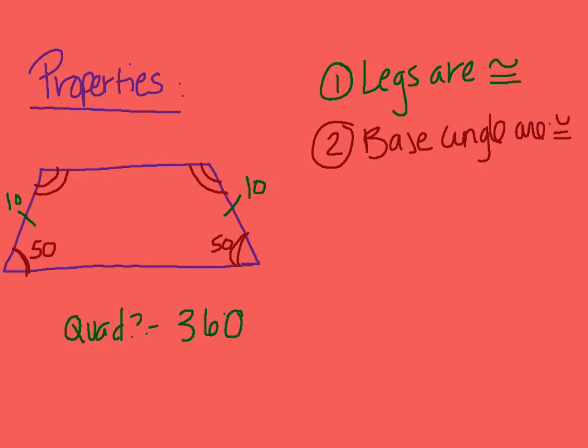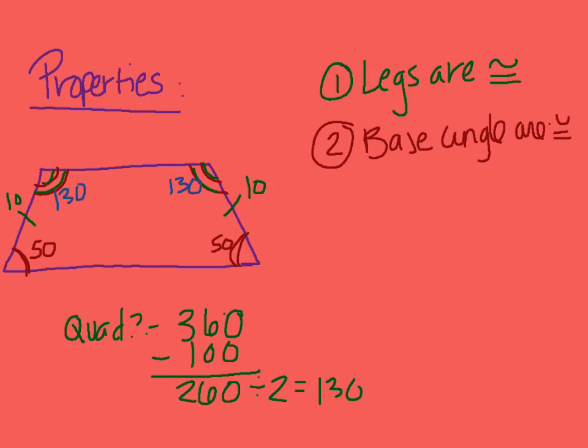So every quadrilateral has 360 degrees. Right now, I have already 50 plus 50, so I already have 100 degrees. If I subtract that, I'm left with 260 degrees that has to be split up evenly between the 2 angles up at the top here. So if I divide this by 2, I'm going to get 130. So each of these top angles here are going to be 130 degrees.